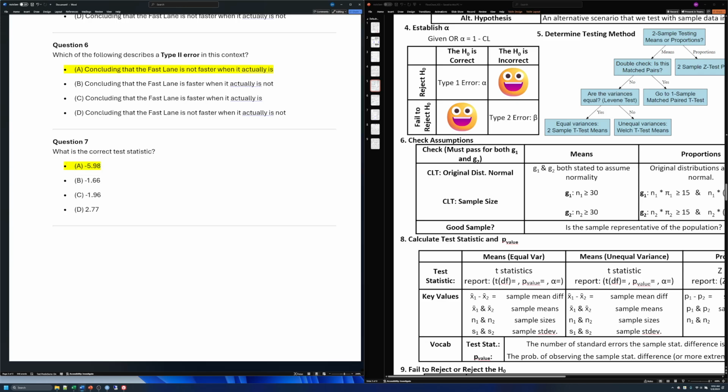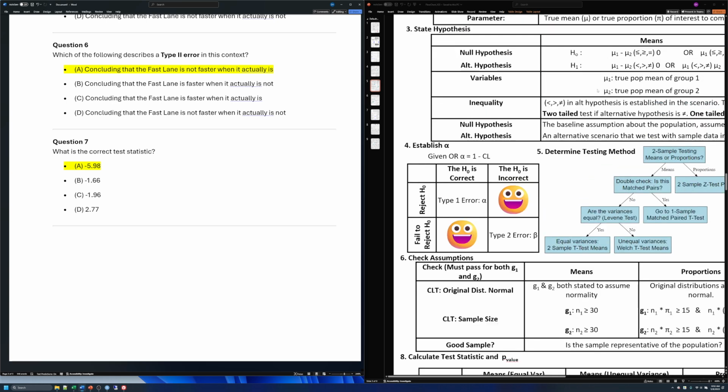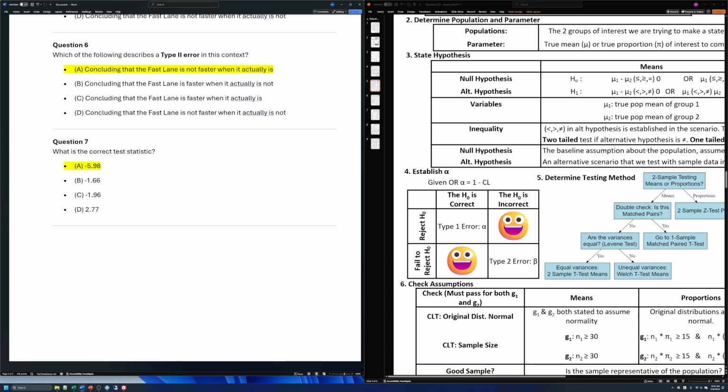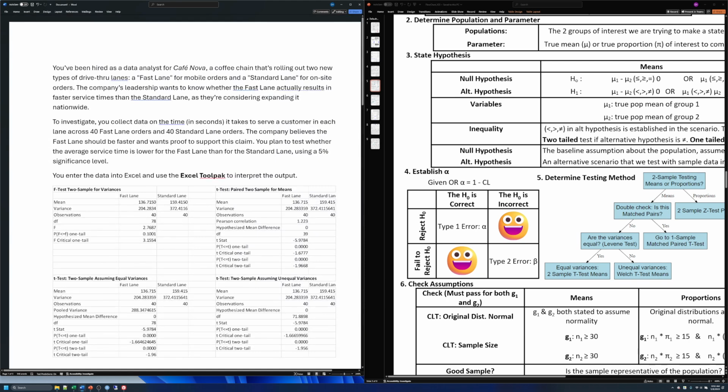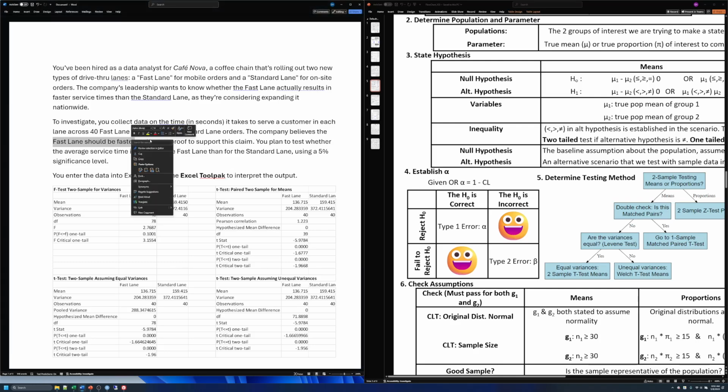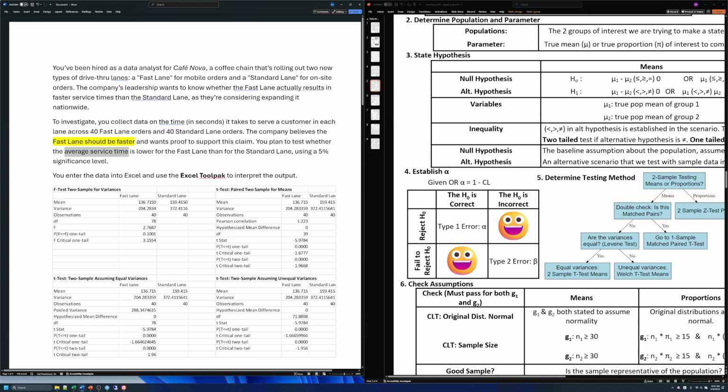Whenever you're doing these, the big thing is, can we establish our null and our alternative hypothesis? Are there key words that we can key off of? For us, some of these key words are that the company believes that the fast lane should be faster, right? That's a key word right there. You plan to test whether the average service time is lower for the fast lane. Those are some key phrases to help you out on setting up that alternative hypothesis.